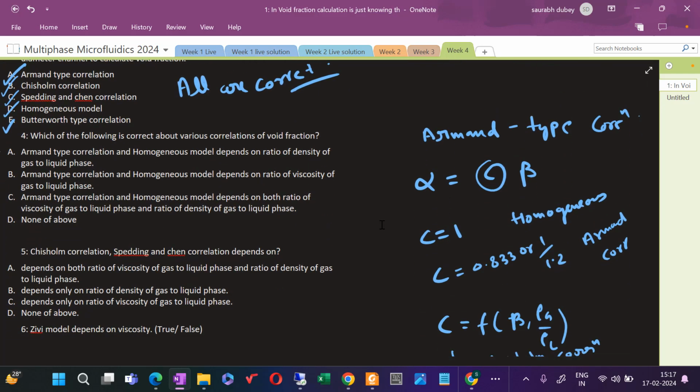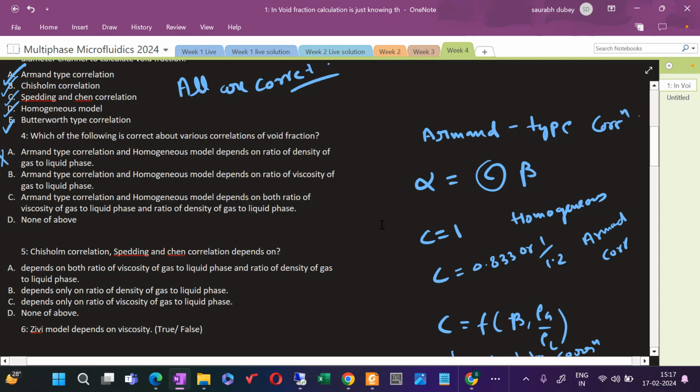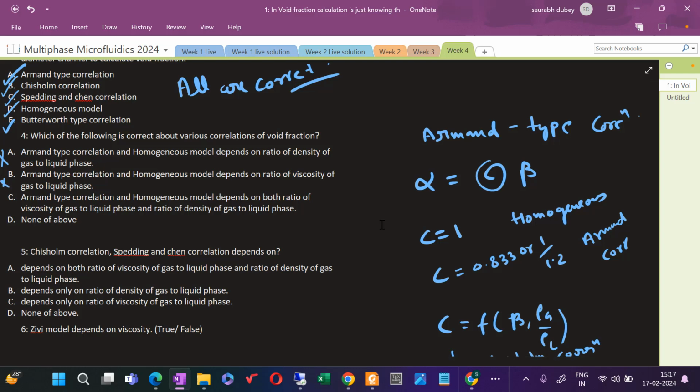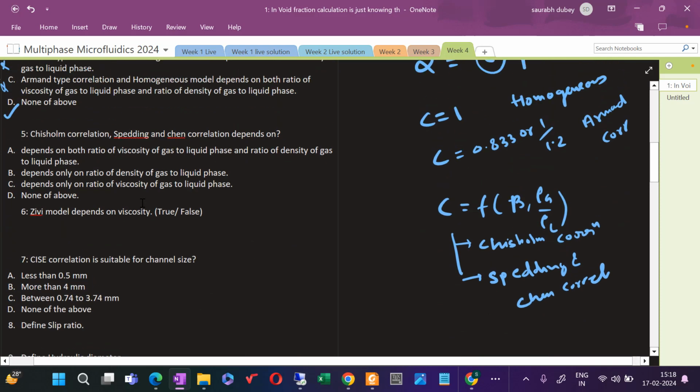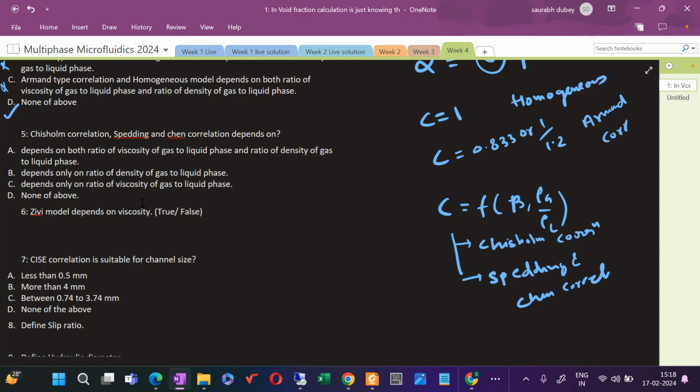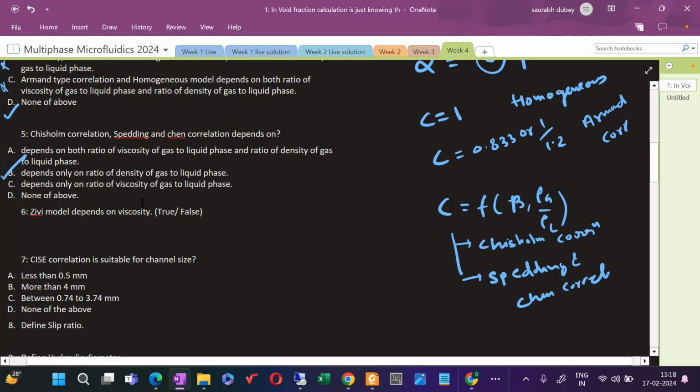So, the Armand type correlation and the homogeneous model both depend on the ratio of density? No, this is not correct. Armand type correlation and homogeneous depend on the ratio of viscosity? It also depends on both the ratio of the gas to liquid and this. No, this is not correct. Only the last one is correct, because those are constant. The Chisholm correlation and Smith and Chen correlation depend on the ratio of the density of the gas to the liquid phase. You see, so B option is correct.